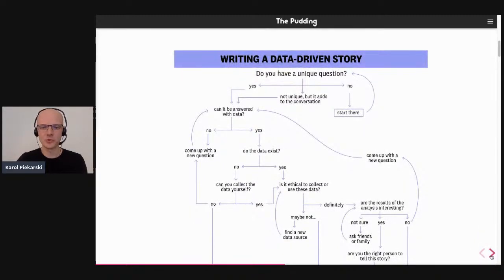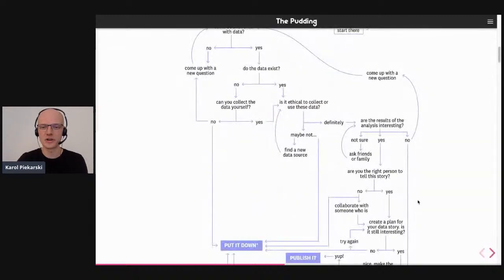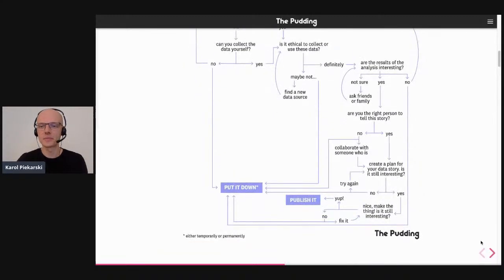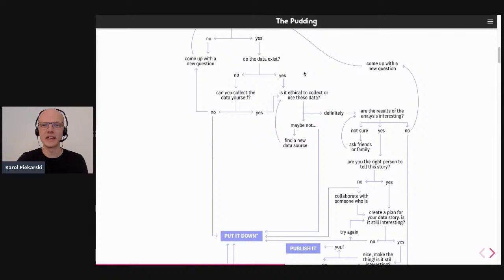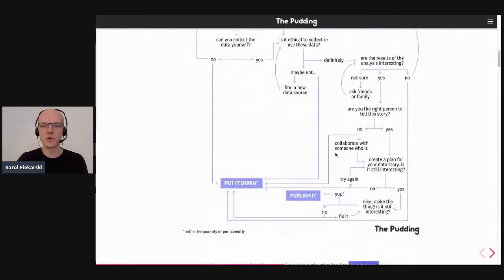Okay, so you can explore it. It's a very useful tool. I will share it with you later on. As you can see, the road from the beginning to the end is quite long.